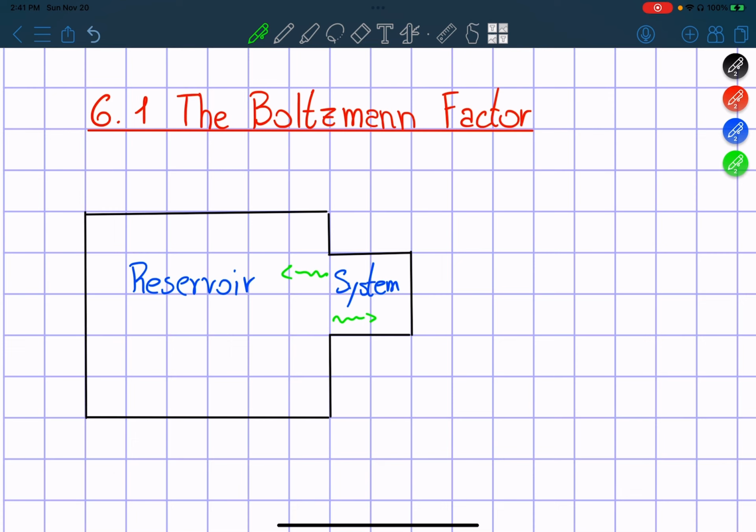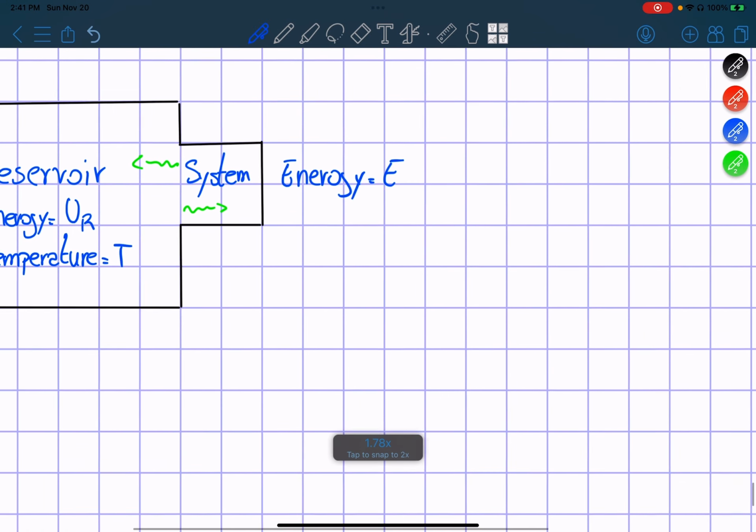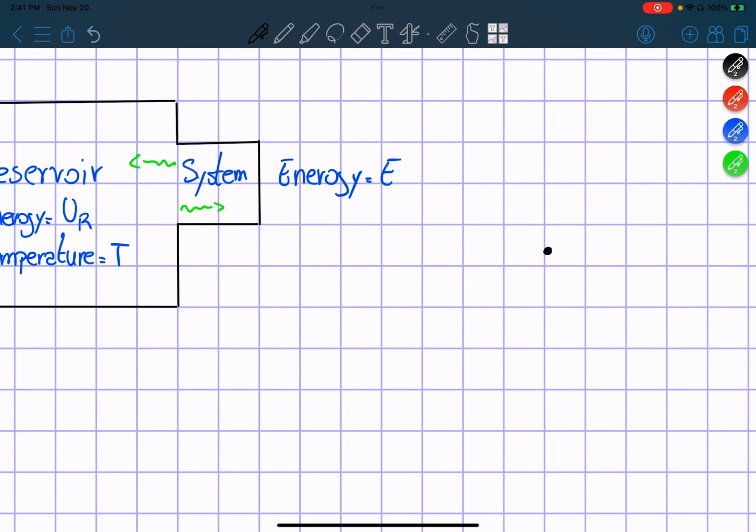Of course, we're going to say that the energy in the reservoir is U sub R, and the temperature is T. Instead, in the system, the energy is just E. Now, just the way they call it, it doesn't really matter. Anyway, the idea is if you have an atom, here we have a nucleus with the electrons on the outside that go around. Of course, this is not the exact model, as you know. It's just a Bohr model.